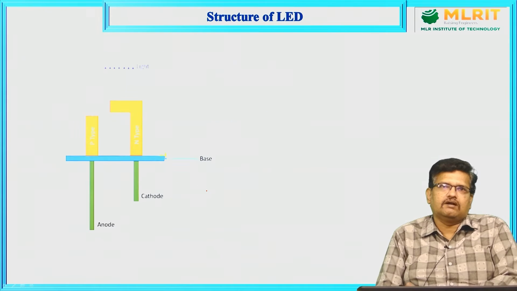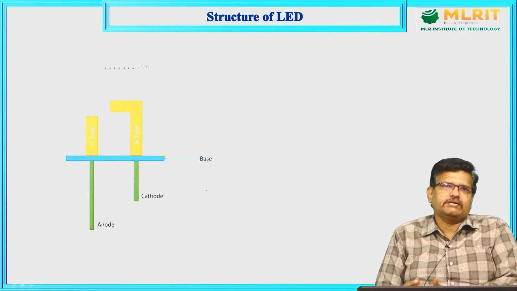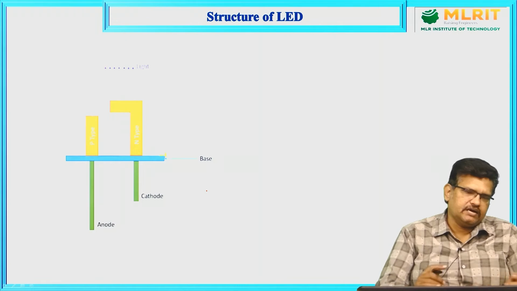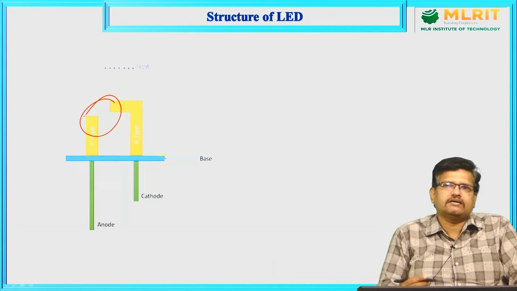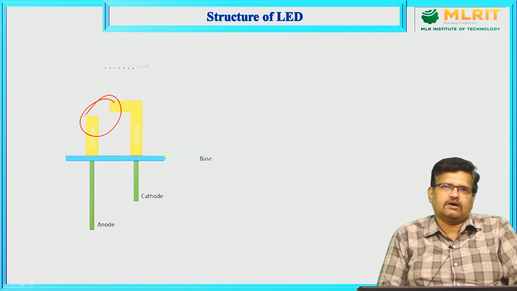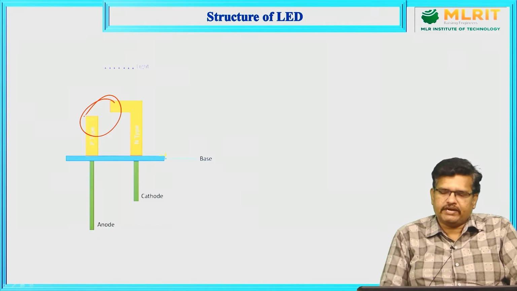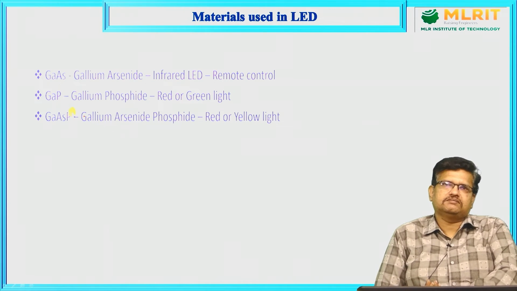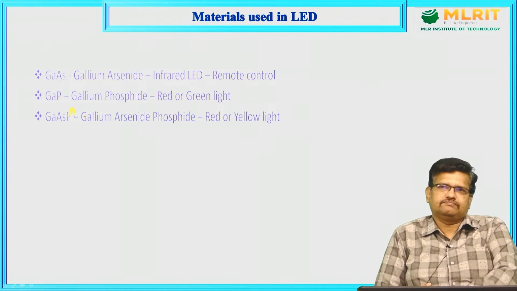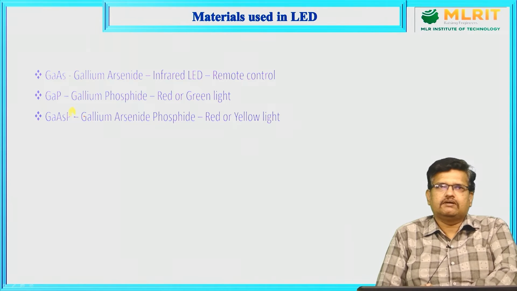Now, if you see the structure of the LED, we know that it is a combination of P and N type material, the P type and the N type. Here the electron hole pair recombination occurs and it emits light energy, the emission of photons in the form of light. This is the general structure of the LED. Now, what are the specialized materials we are using in LED? That is very important. Now, gallium arsenide.